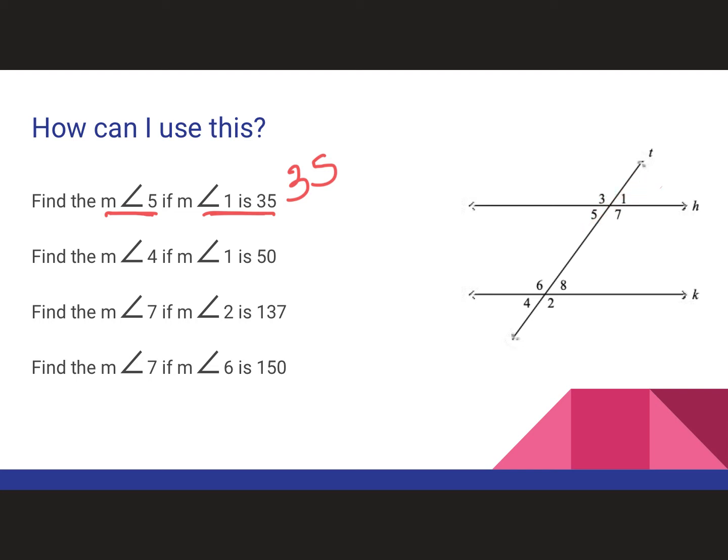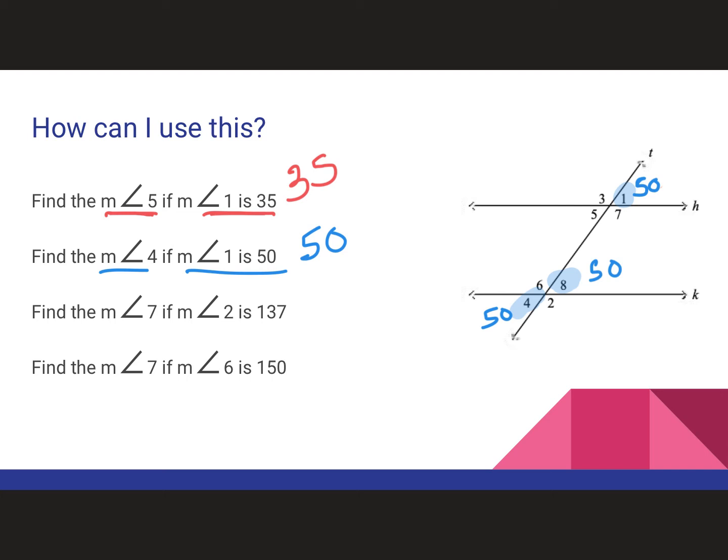Let's erase this because these all change. Then we asked you to find what is angle 4 if angle 1 is 50. So angle 1 is 50. How could I figure out what angle 4 is? Well, angle 1 and angle 8 are corresponding angles. That means if angle 1 is 50, then angle 8 is 50. And angle 4 and angle 8 are vertical angles. So that means angle 4 would be 50 as well. So in this case, angle 4 would be 50.